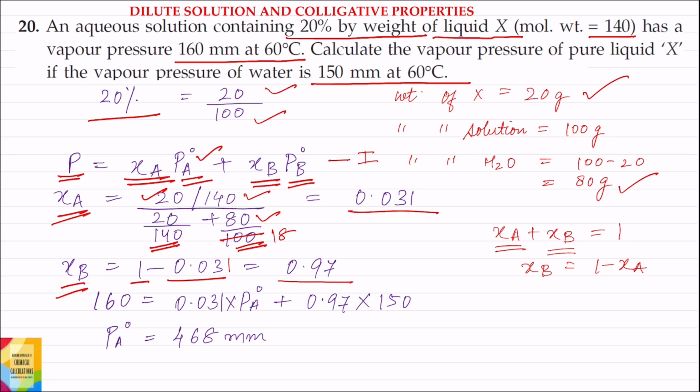Now putting the values in equation 1, vapor pressure of the solution is given as 160 millimeter. Mole fraction of the liquid X or XA is equal to 0.031 into vapor pressure of the liquid X denoted by P°A, plus mole fraction of water, that is 0.97, into vapor pressure of pure water, that is 150 millimeter. Solving, the vapor pressure of pure liquid X denoted by P°A is equal to 468 millimeter.